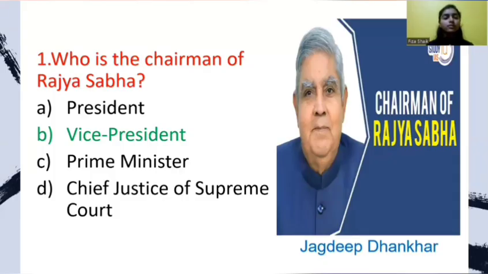Question number 1. Who is the chairman of Rajya Sabha? Option A, President. Option B, Vice President. Option C, Prime Minister. And option D, Chief Justice of Supreme Court. So, the chairman of Rajya Sabha is the Vice President of India. Here is a picture of Chairman of Rajya Sabha and the Vice President of India, Mr. Jagdeep Dhankar.